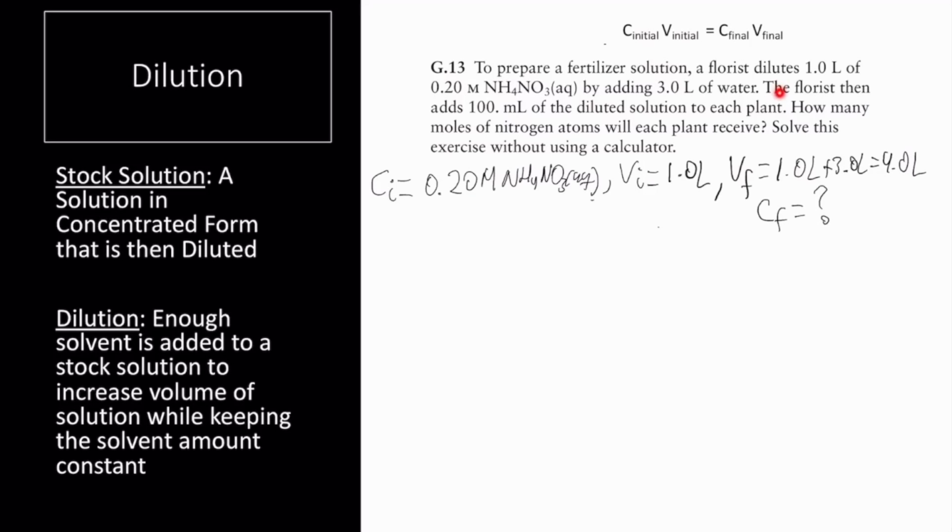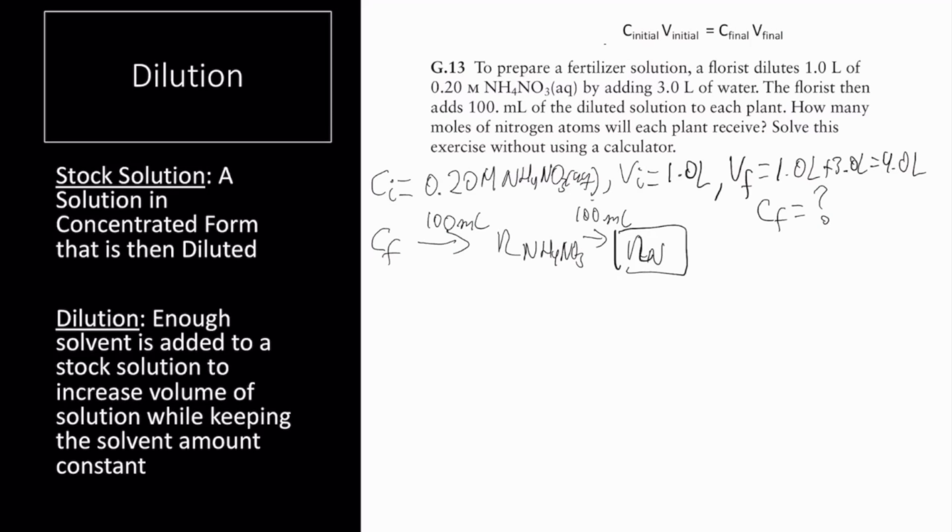The problem continues. The florist then adds 100 milliliters of diluted solution to each plant. How many moles of nitrogen atoms will each plant receive? Solve this exercise without using a calculator. Okay, so after finding the final concentration of the diluted solution, we need to find in 100 milliliters how many moles we have of ammonium nitrate. And from there, in the same 100 milliliters, how many moles of nitrogen we have. And that's what the question is asking.